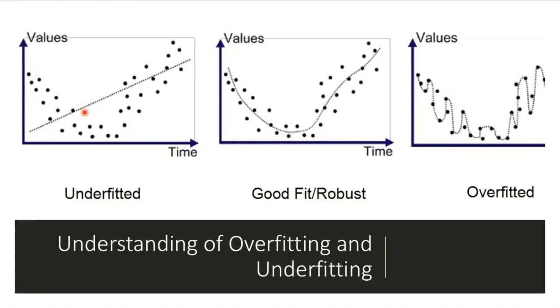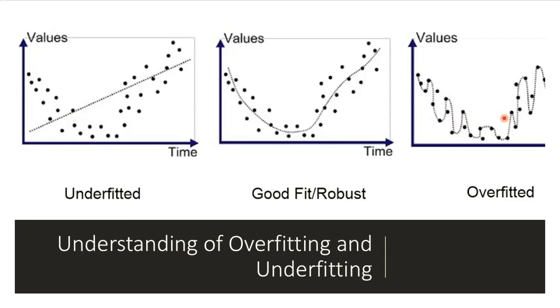Now let's talk about the graphs. By looking at the left side, we can see that the line does not cover all the points shown. Such models tend to cause underfitting of the data. It is also called high bias. Whereas the graph on the right side shows the predicted line covering all the points in the graph.